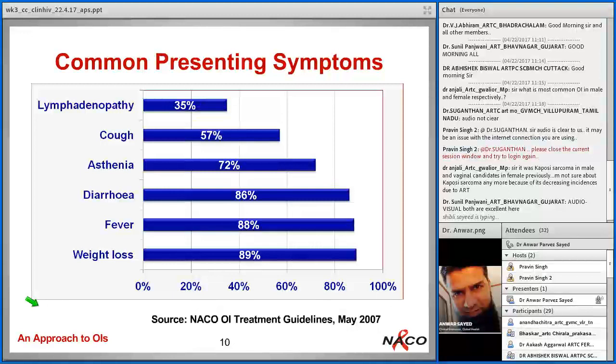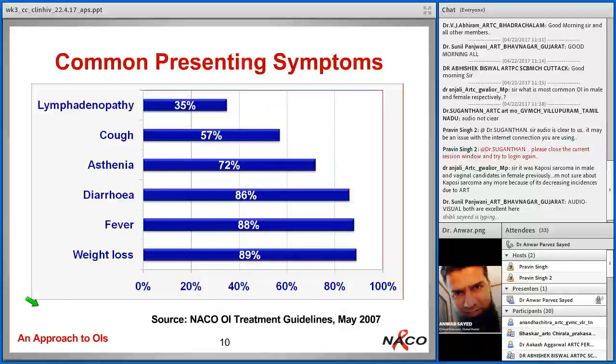It was Kaposi sarcoma in males and vaginal candidiasis in females previously. I'm not sure about Kaposi sarcoma anymore because its incidence is decreasing due to ART. You are right in a sense that Kaposi sarcoma has never been common in countries like India. Many African countries had many cases of Kaposi sarcoma, but in India it was not common. One of the reasons was that the association of Kaposi sarcoma with HIV type B virus was more than with type C virus, and in India we have predominantly HIV subtype C.